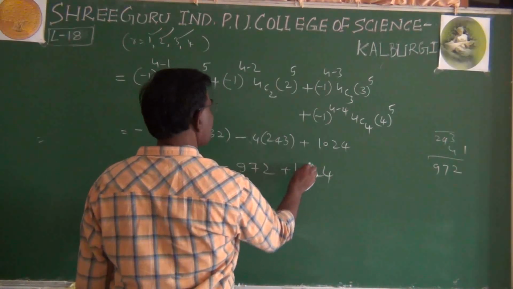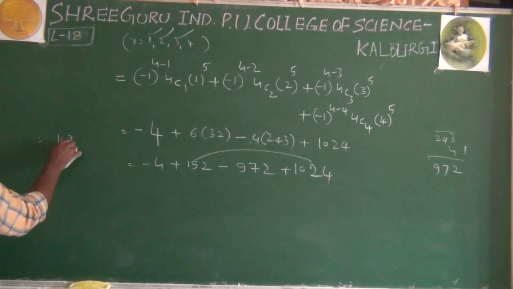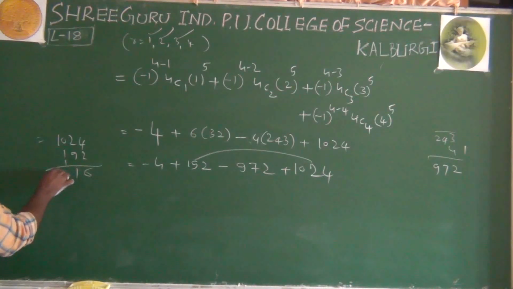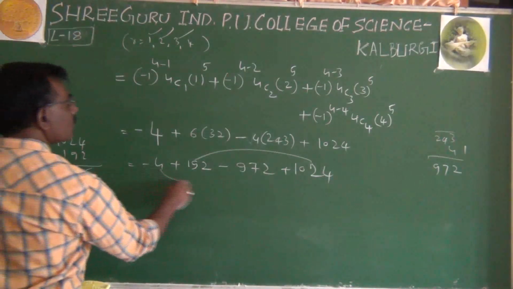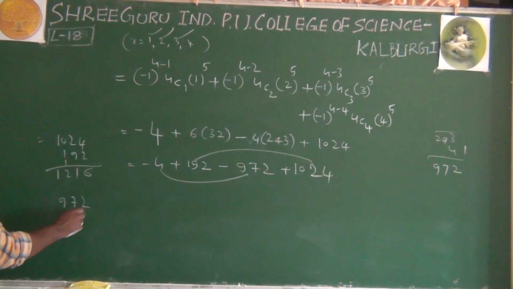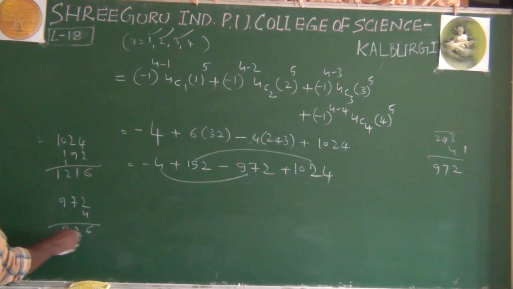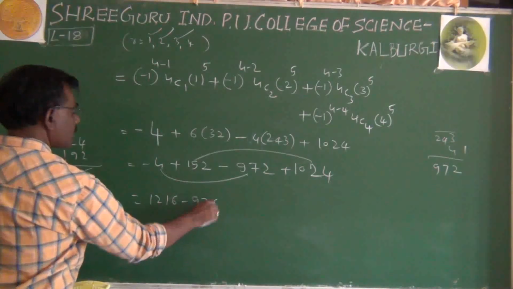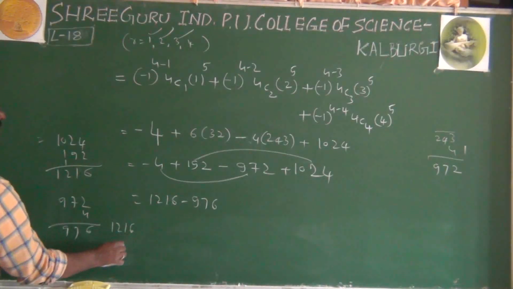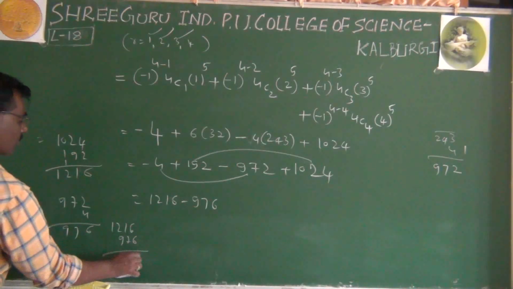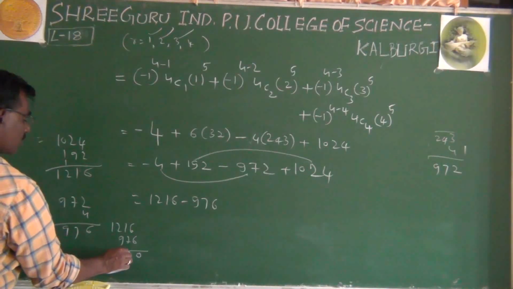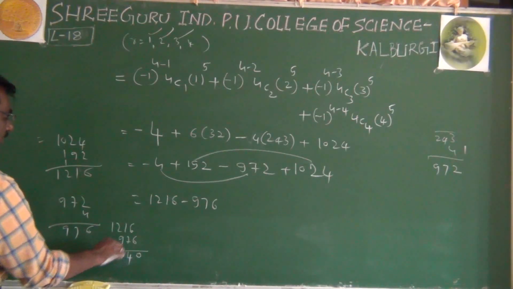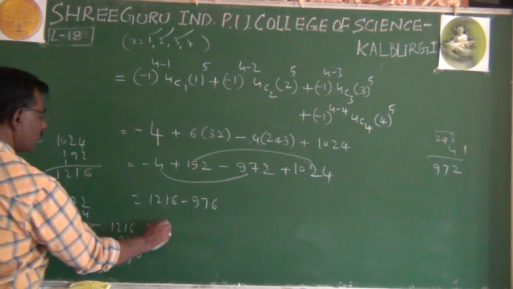You just have to calculate these two. 1024 plus 192 gives 1216. And then 972 plus 4 gives 976. So what is 1216 minus 976? Calculate 1216 minus 976: it is 4, so carry 1. I think 240. You get the answer 240.